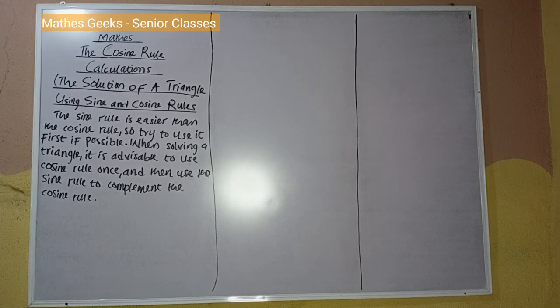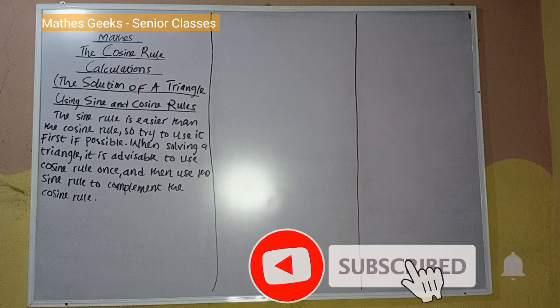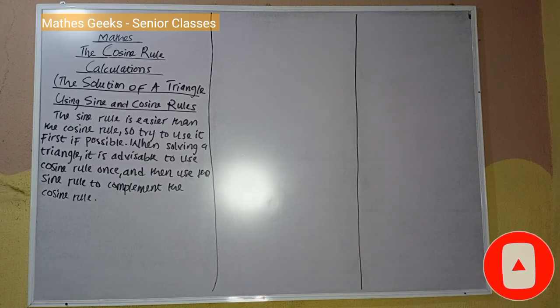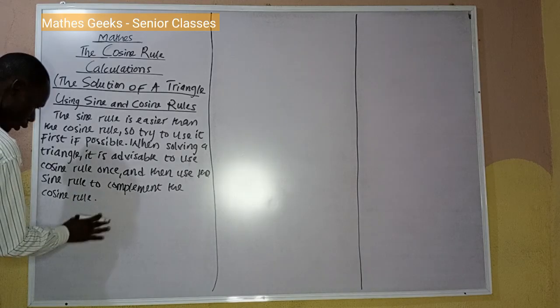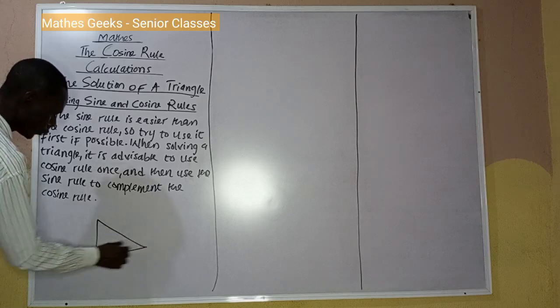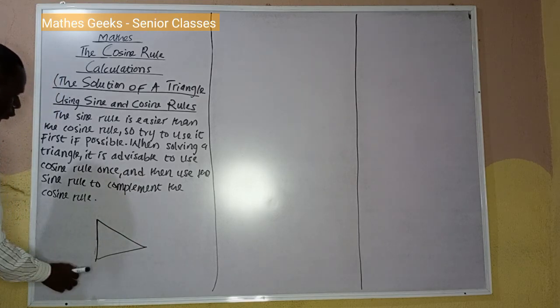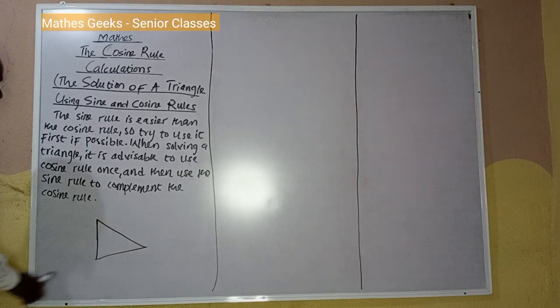The solution of a triangle using sine and cosine rules. The sine rule is easier than the cosine rule, so try to use it first if possible. When solving a triangle, it is advisable to use the cosine rule once and then use the sine rule to complement the cosine rule. So in this lesson, we're going to look at the need to solve a given triangle completely using both the sine rule and the cosine rule.